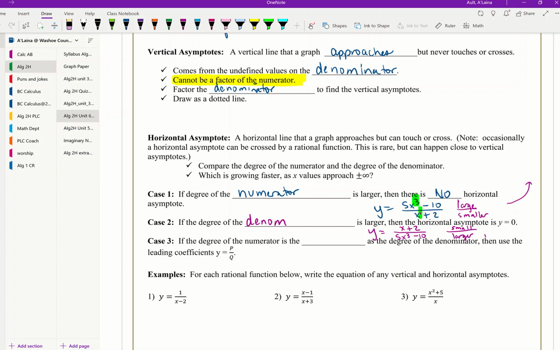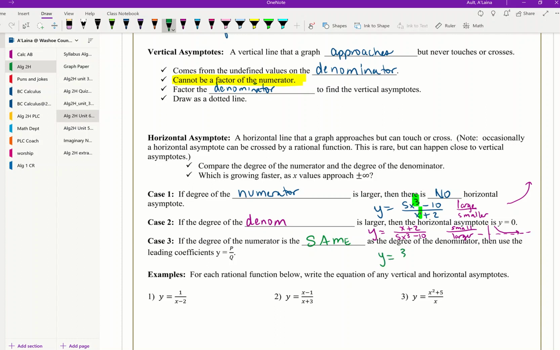And what happens is we get these values that get very close to 0, and we get this turning action, and we get this horizontal asymptote at a height of 0. If the degree of the numerator is the same as the degree of the denominator, then essentially they're growing at basically the same rate. This might be something like this.